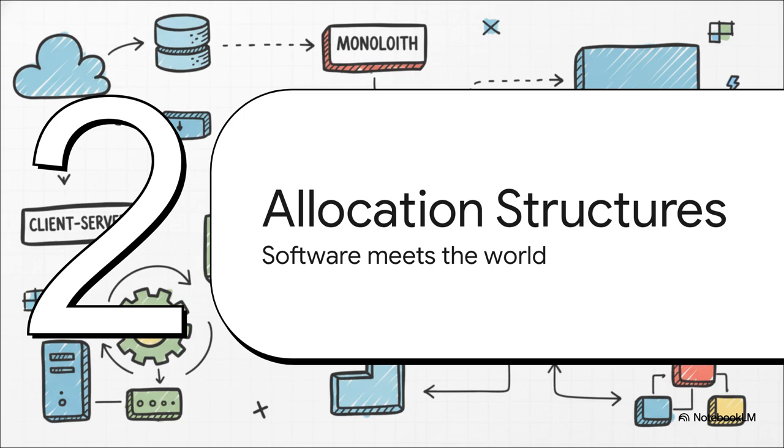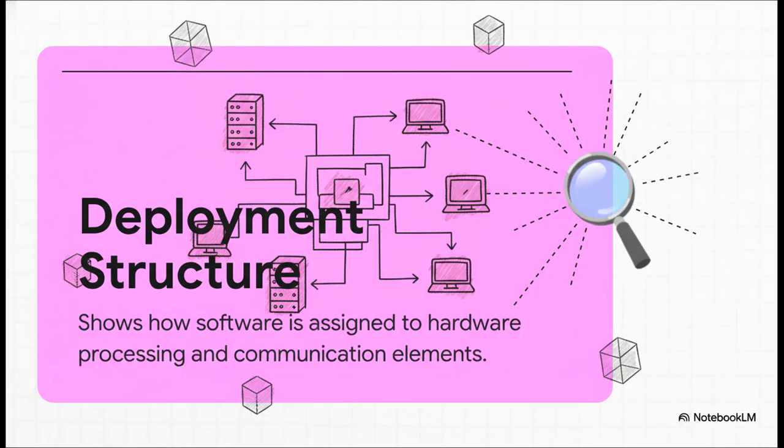This is where the digital world meets the physical world. It's all about how the software connects to hardware, to networks, to file systems, and yep, even to the people who are building it. This stuff directly impacts things like cost, security, and how resilient the system is. The classic blueprint for this is the deployment structure. You can think of it as a map that shows exactly which piece of software lives on which physical server and how all those servers are connected to each other over the network.